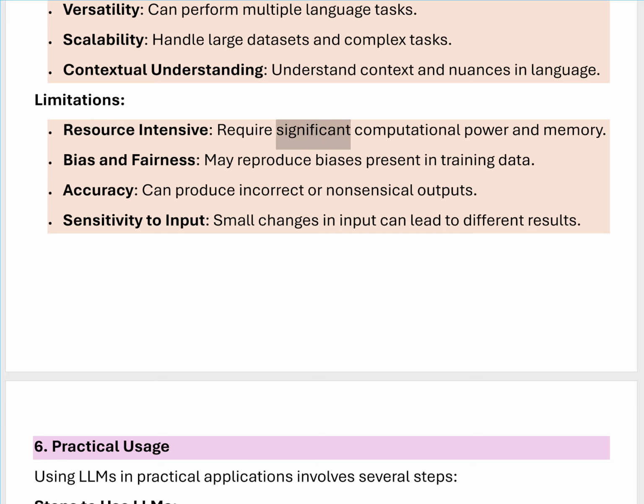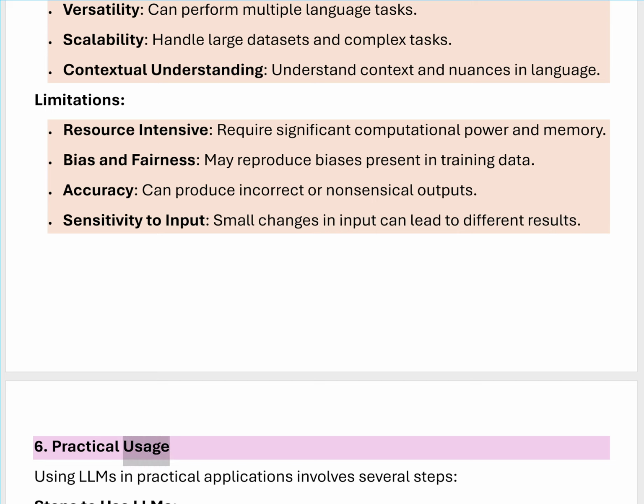Resource-intensive. Require significant computational power and memory. Bias and fairness. May reproduce biases present in training data. Accuracy. Can produce incorrect or nonsensical outputs. Sensitivity to input. Small changes in input can lead to different results.